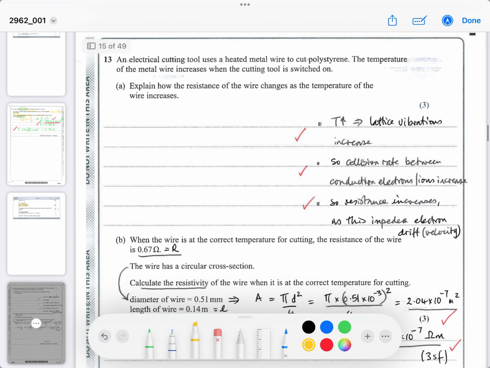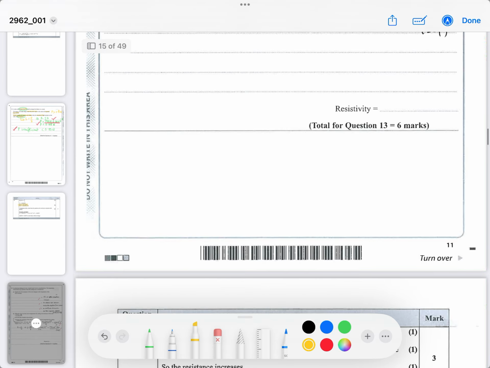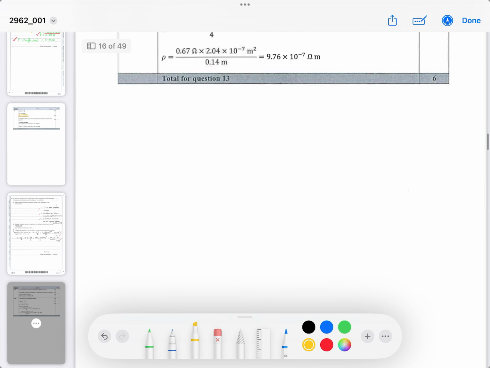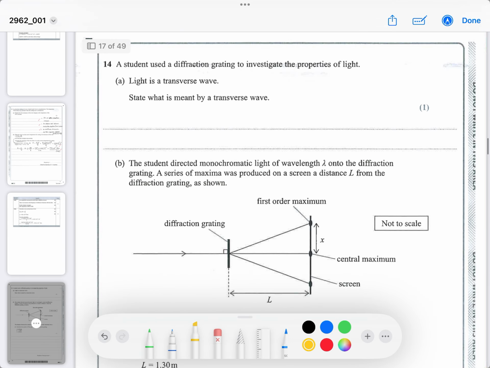Okay, the next question we've done before. So it's in part 1 of the video because it's mainly to do with electricity. So I'd gone through the electricity questions. So you can go back and have a look at question 13, which I've explained in the first part of this run through. Question 14 I haven't done, and it's using a diffraction grating.